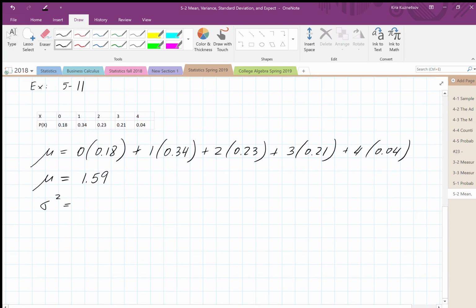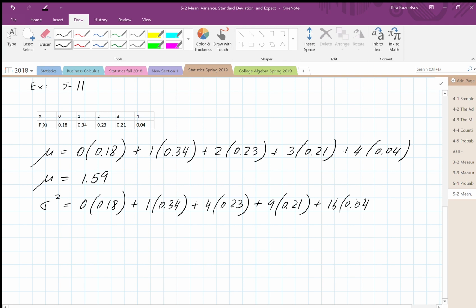Let's move on. I need to find the variance. So I'll take each of the x's squared. So in this case, 0 squared is just 0, times 0.18. Then I have 1 squared. 1 squared is 1, times its probability. 2 squared is 4, times its probability. Then I have 3 squared, which is a 9, times its probability. And then I have a 4, which squared is 16, times its probability. And please don't forget to subtract the mu squared.